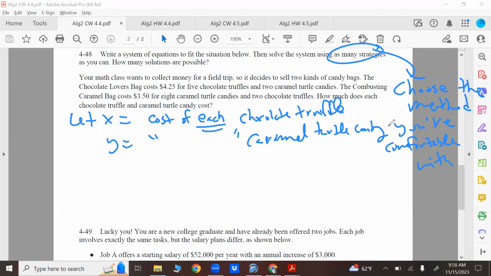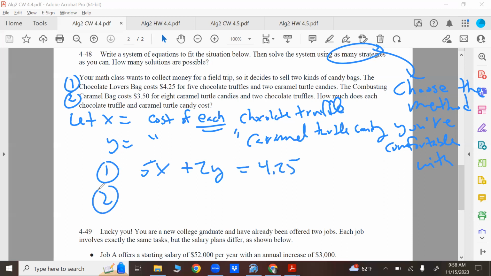Now let's make equations. The first equation, I'll call this equation 1, and I'll call this equation 2. Equation 1. How many truffles are we talking about, equation 1? Chocolate truffles, 5. So 5x. How many caramels are we talking about here? 2. And what's the total cost of all that? Boom, got it.